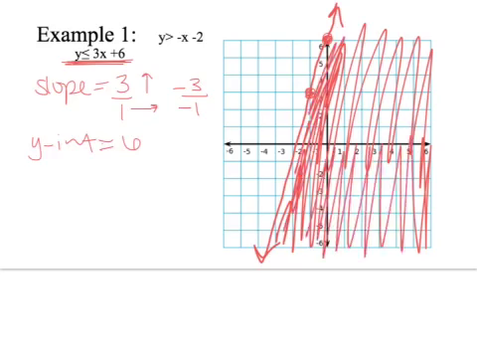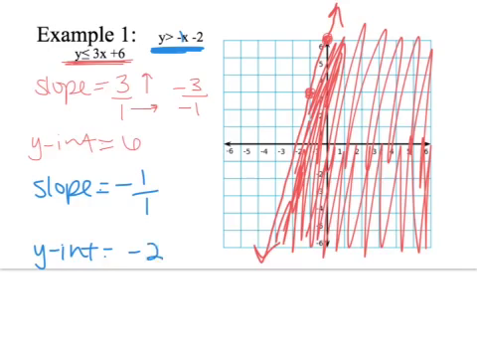Now I'm going to do the same exact thing for y is greater than negative x minus 2. So the slope for this is negative 1, and we'll make that into a fraction by putting that over 1. So there's a 1 here, and your y-intercept is negative 2. I'm going to go to the y-axis to negative 2 and plot a point. And then for slope, I'm going to go down 1, positive 1 to the right. This inequality symbol is a dashed line, and it says greater than, so it's above.